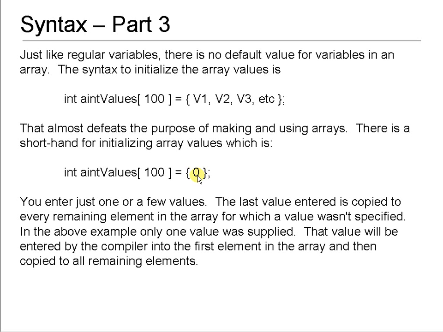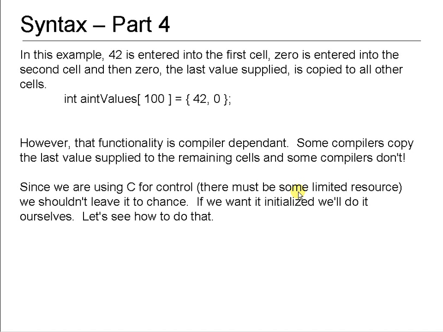So in the above example, it put 0 in the first element of the array, and then it copied that 0 to the other 99 elements. In this example, 42 is entered into the first cell, 0 is entered into the second cell, and then 0, the last value supplied, is copied into all other cells. That would be cells 93 to 100. However, that functionality is compiler dependent. Some compilers copy the last value supplied to the remaining cells, and some compilers don't.